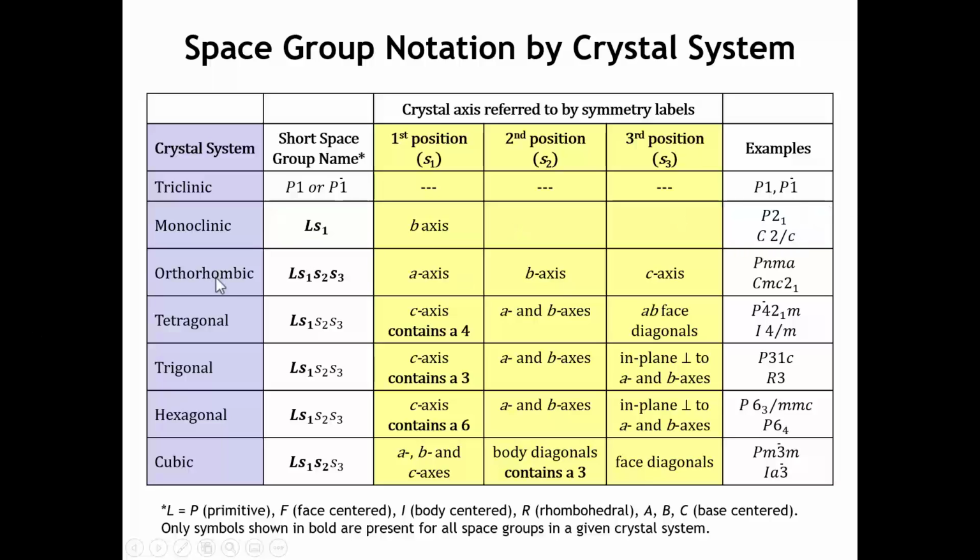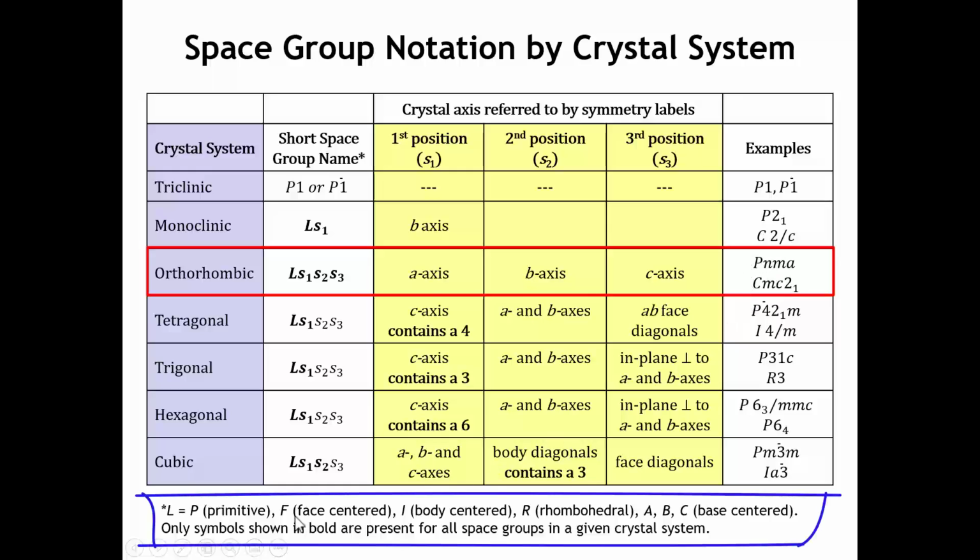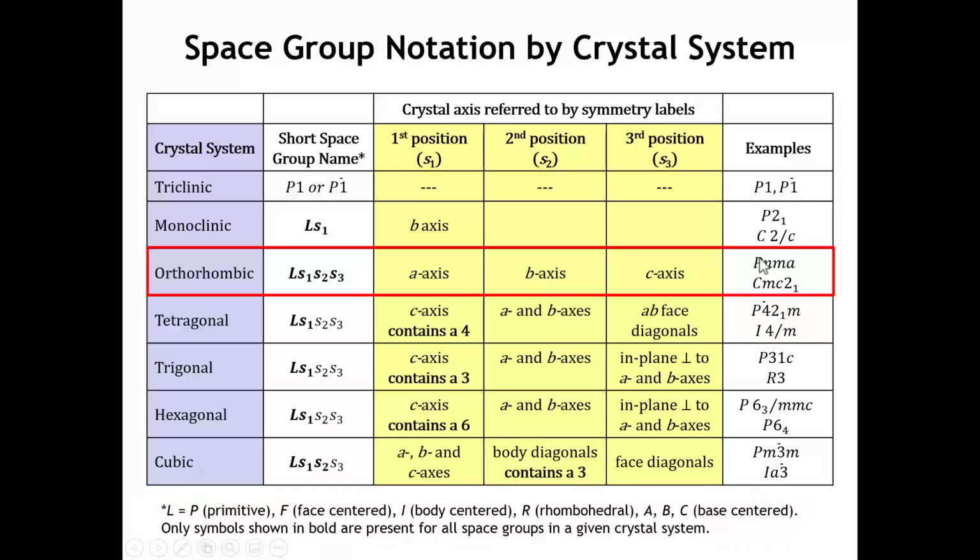The other one that's pretty straightforward would be orthorhombic. And we did finish the last lecture with an orthorhombic example. In that case, all orthorhombic space groups contain first a letter that tells us about the centering: P for primitive, F for face-centered, I for body-centered, and usually C for base-centered, but sometimes we might see A or B. Those are just different variations of base-centered. So that's what the first letter is going to tell us.